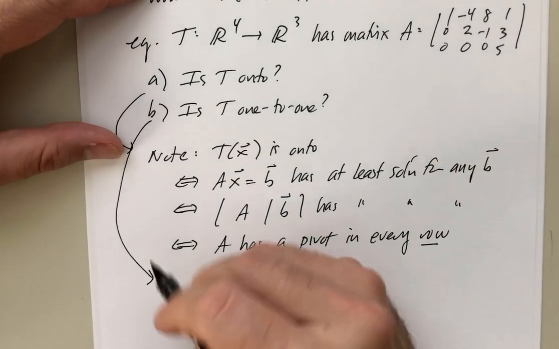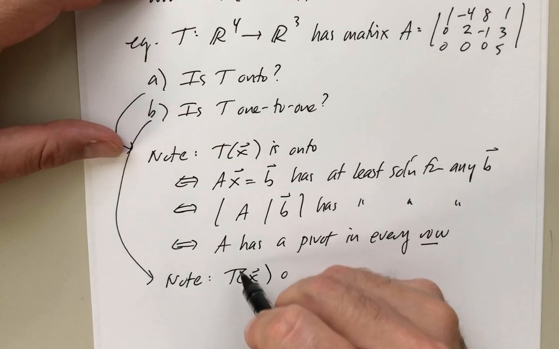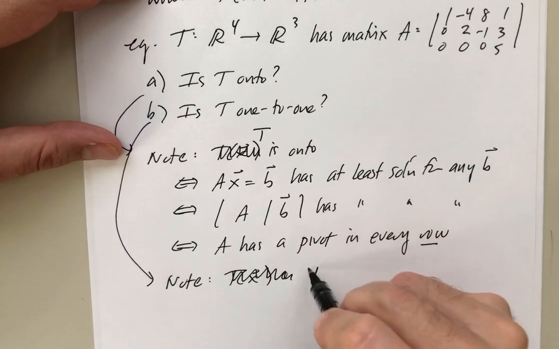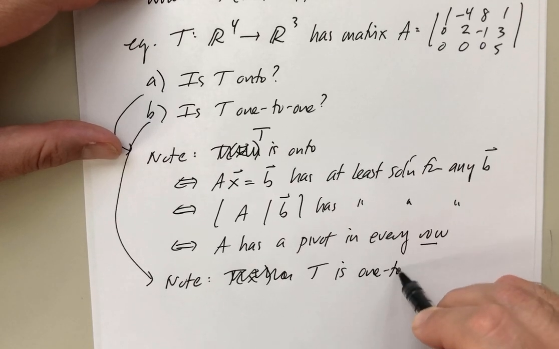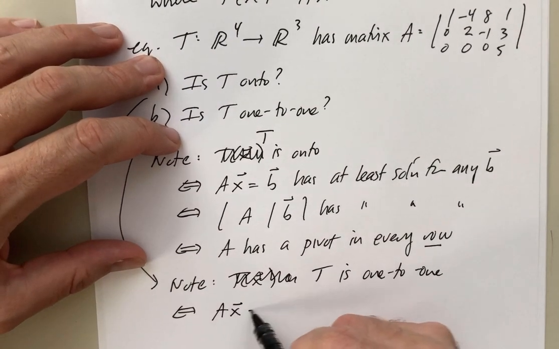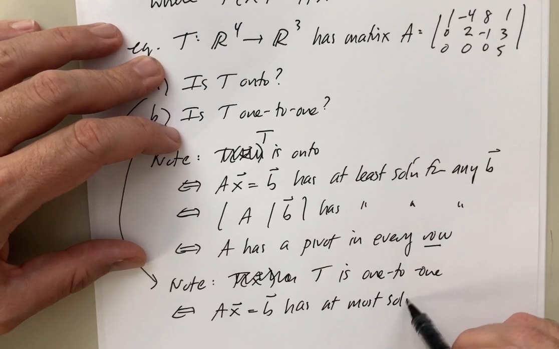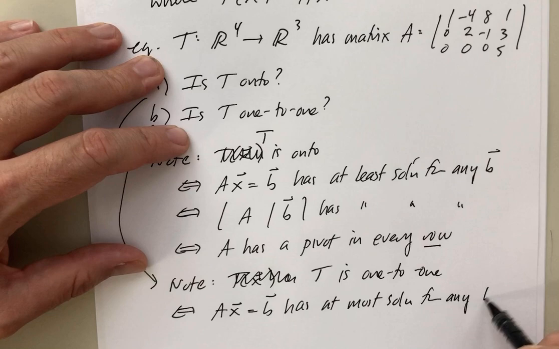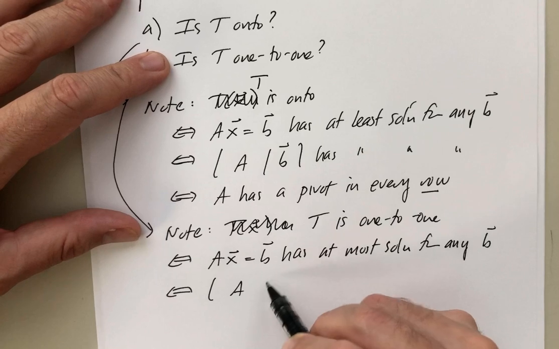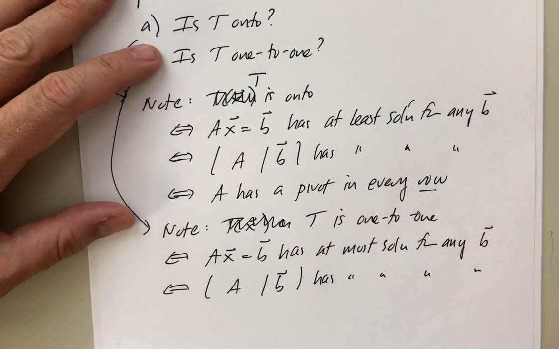What about one-to-one? You can probably guess what's going to happen, but let's write this out. T is one-to-one if and only if, well, again, the translation is that Ax equals b has at most one solution for any b. Okay, well, that's going to happen, right? Again, we go to the systems. That's going to happen if A augmented with b has at most one solution for any b.